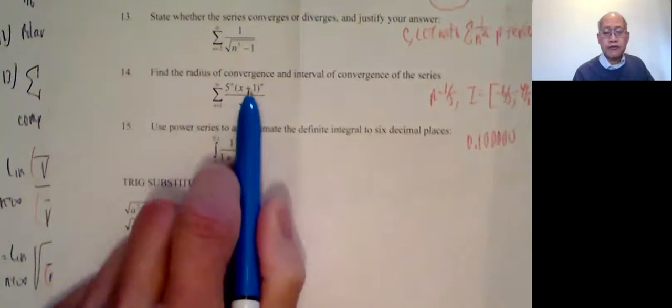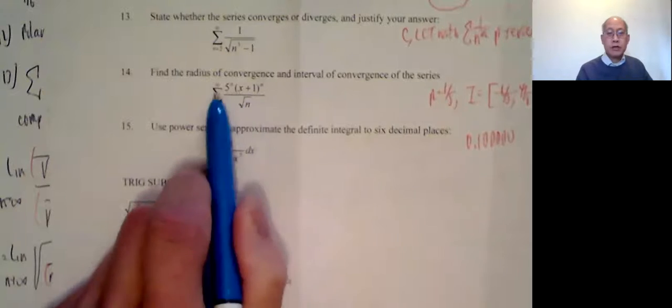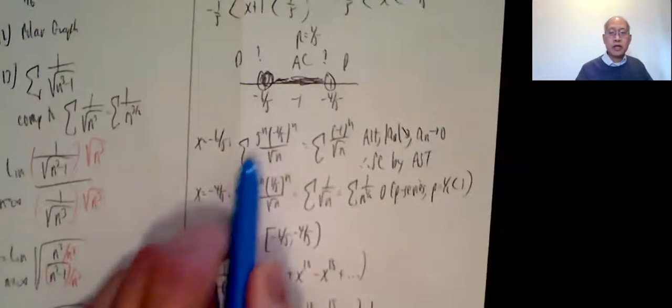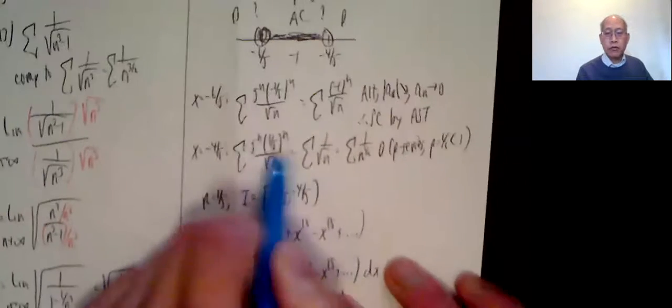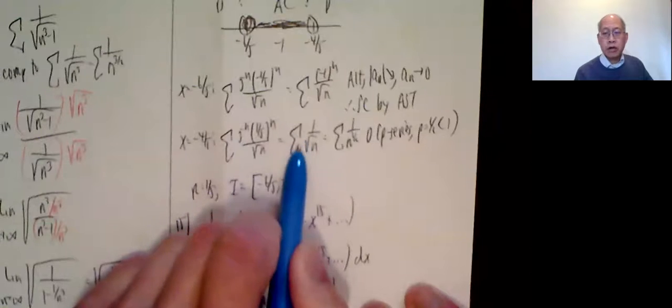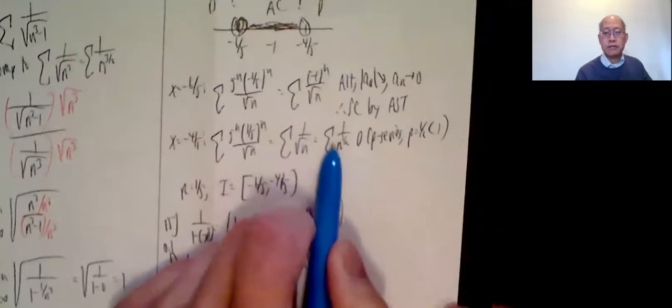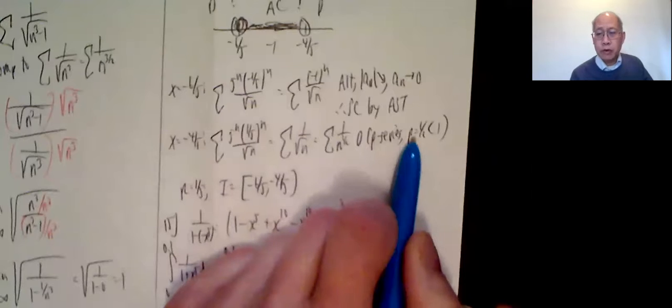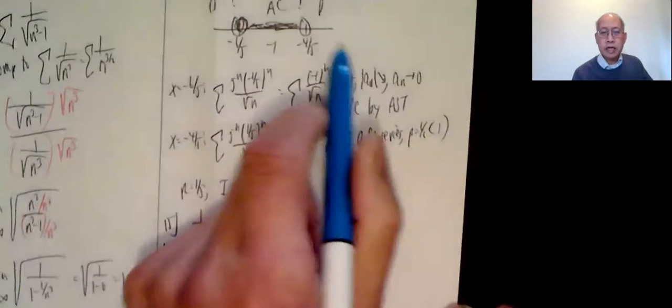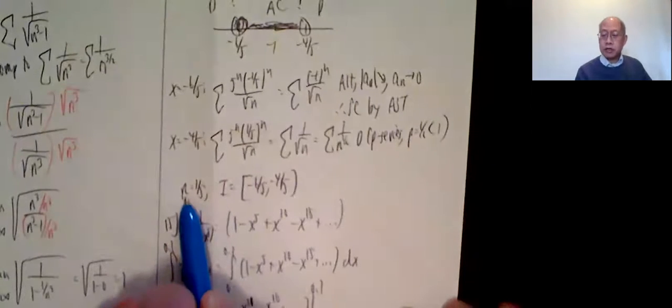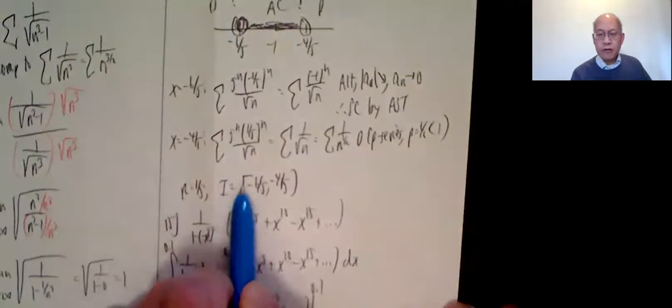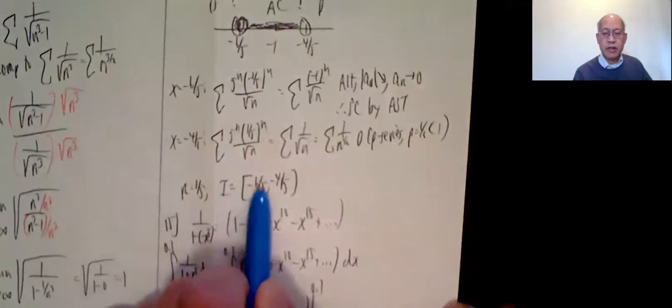Plug in negative 4/5. Negative 4/5 plus 5/5 is 1/5. So I have 5 to the n times 1/5 to the n. And that's equal to 1 to the n, or 1. Summation 1 over radical n. That's 1 over n to the 1/2. That diverges because it's a p series with p equal to 1/2. That's less than 1. So that stays open. So radius of convergence is 1/5. Interval of convergence is bracket negative 6/5, negative 4/5.